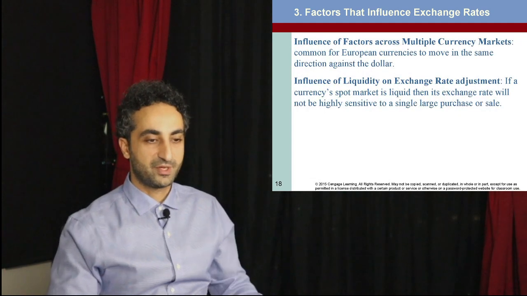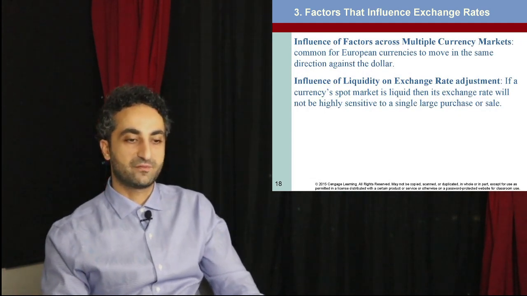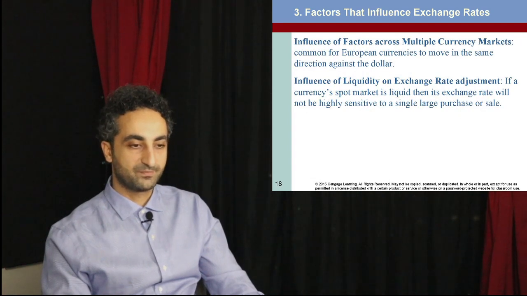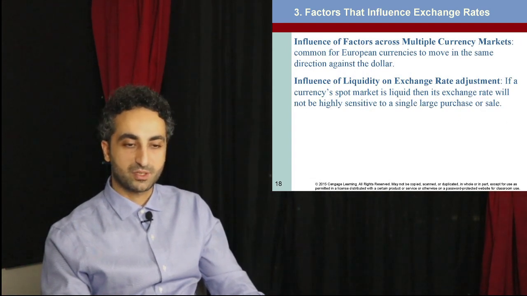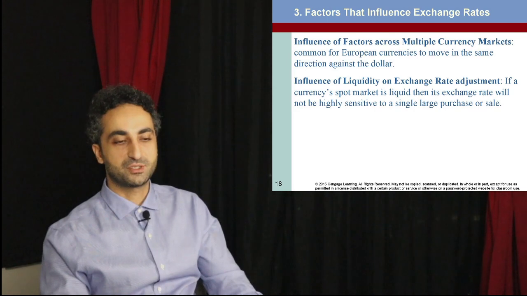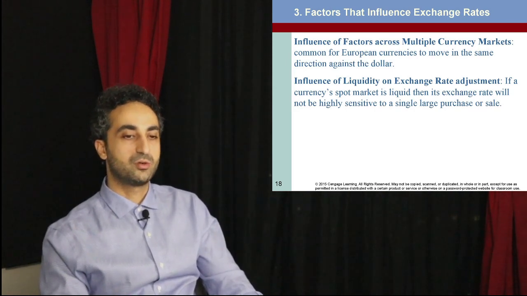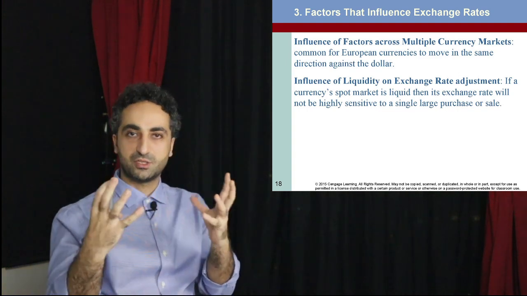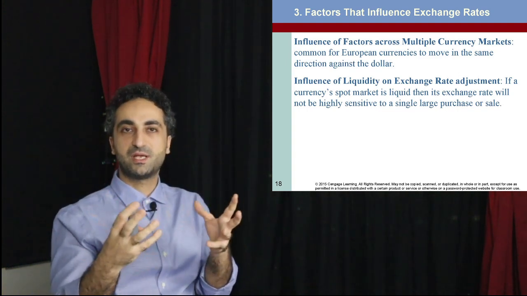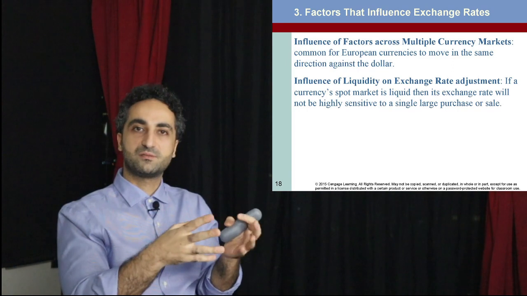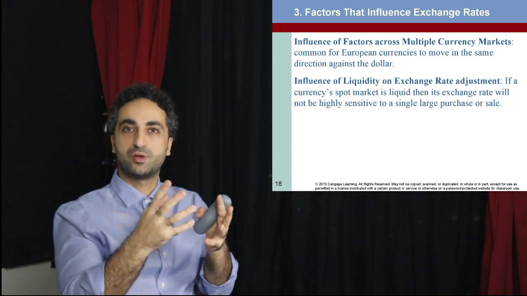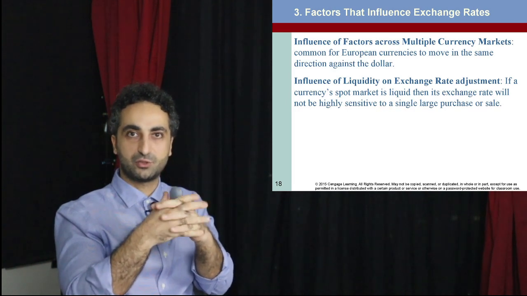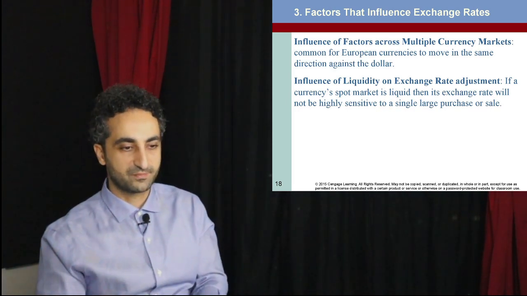Okay, let's move to the next slide and see the influence of factors across multiple currency markets. So it's common for European currencies to move in the same direction against the dollar. Usually geographical areas and unions like the European Union play a role in which all currencies usually follow one another. Why? Because the high level of interaction contributes to that, of course.